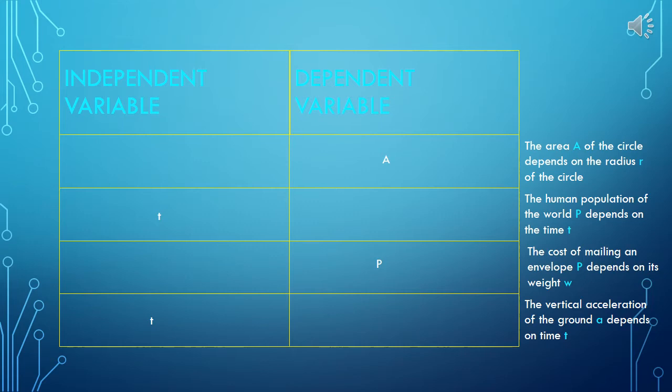Third example, the cost of mailing an envelope P depends on its weight W. So P is the dependent variable and W is the independent variable. The last example, the vertical acceleration of the ground A depends on time T. So A is the dependent variable and T is the independent variable.